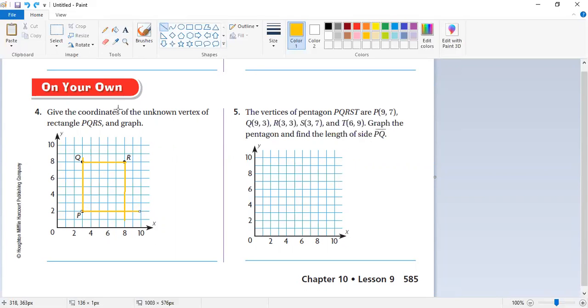Okay, now where are these two lines meeting? They are meeting at this point. So this is our point S, because P, Q, R, and this is going to be S. Okay. I never thought writing with the cursor was going to be so difficult.